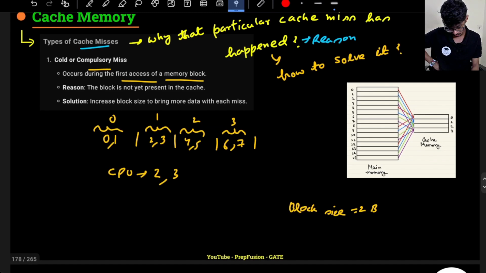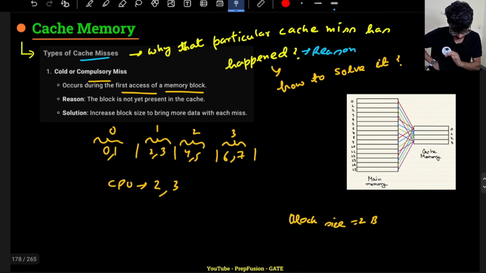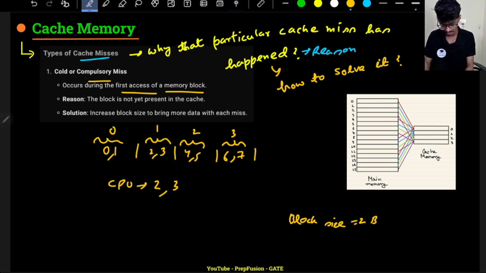Okay, so that was about the compulsory and cold miss. Remember, sequence is very important. Whenever something happens, the first one that you will check is the cold miss.